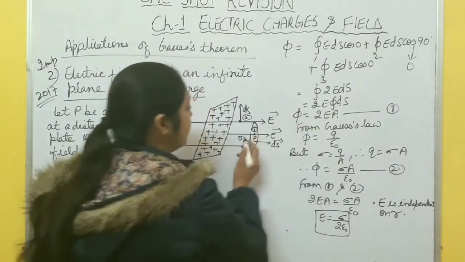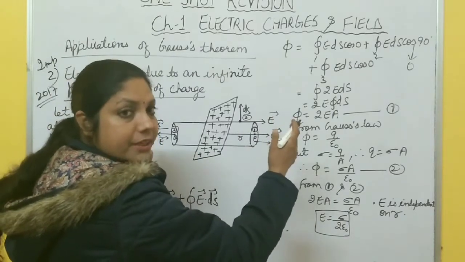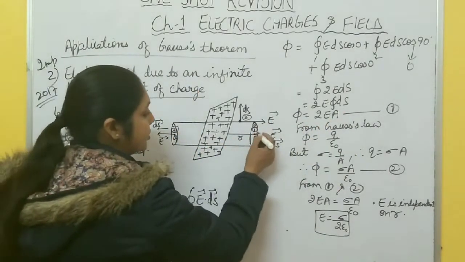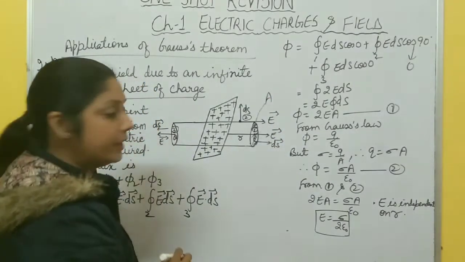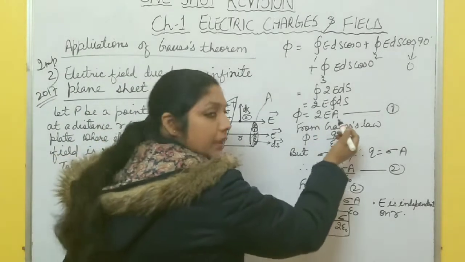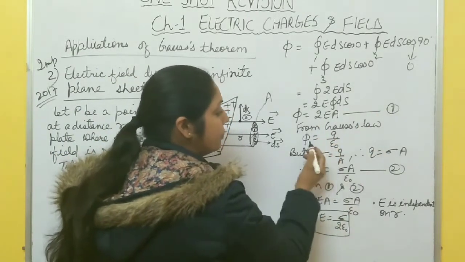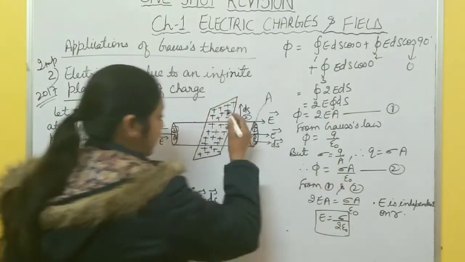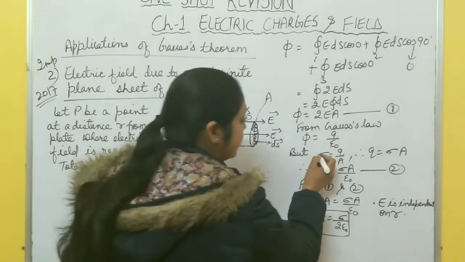You take E as constant at a distance r; at equal distance, the electric field is the same on both sides of the plane sheet. A is the total area of this cross section, right? So 2EA, okay? And again this is equation number 1. From Gauss law, phi equals Q by epsilon naught. But here, the charge is distributed over a surface, so we use the surface charge density sigma.